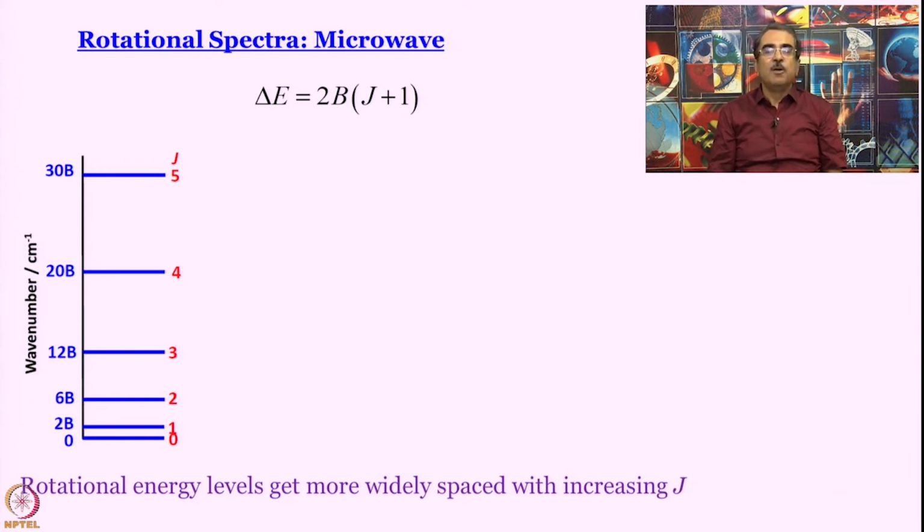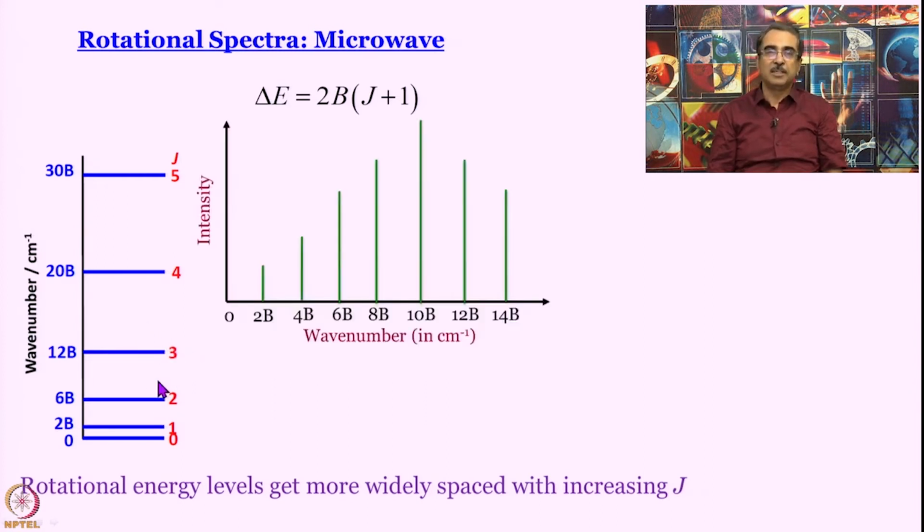Okay. Now what about the spectrum? Where will the lines be? The first line will be for transition between 0 to 1, that will be at 2B. Second line will be for transition between 1 and 2, that is 6B minus 2B, 4B. Third line will be for transition from 6B to 12B, that is j equal to 2 to j equal to 3 level, and so on and so forth. So this is what the spectra look like. You get an equispaced spectra where spacing is 2B in each case. Spacing between two successive lines is 2B.